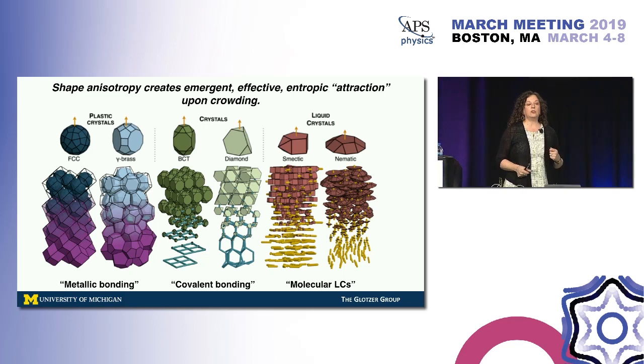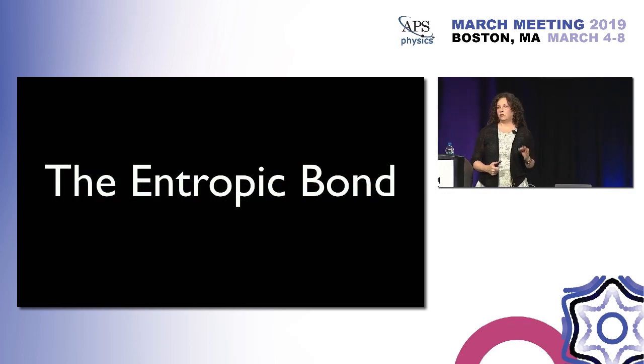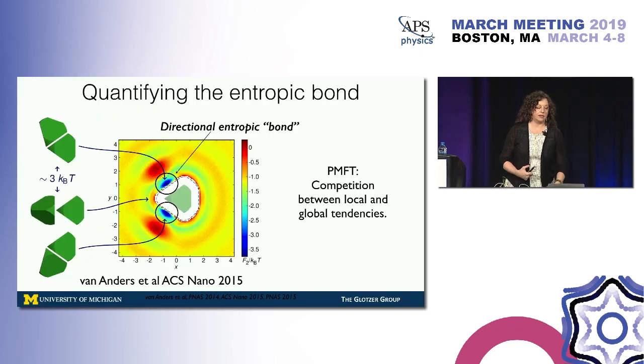And we can see examples of this, like you see with metallic bonds, like you see with covalent bonds, like you see in molecular liquid crystals. And so every shape of particle has its counterpart at the atomic or molecular scale. So let me just say a few words about the idea of the entropic bond and why it might be useful to think of it that way.